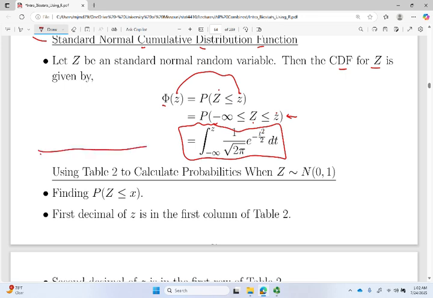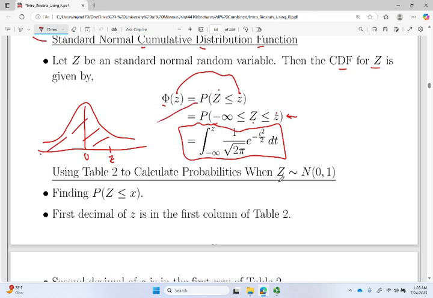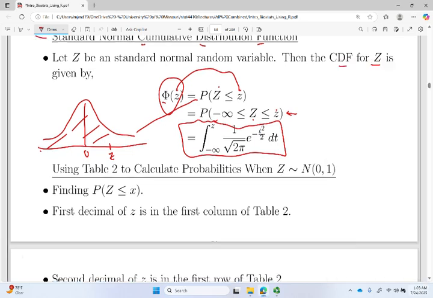Now, if we draw a picture of what's going on, so that's the standard normal random variable. And if Z is here, that's that probability. That's phi of Z. That's the CDF at Z.